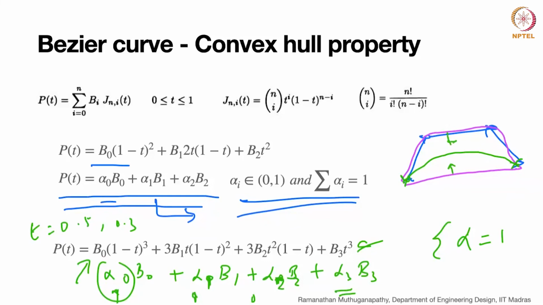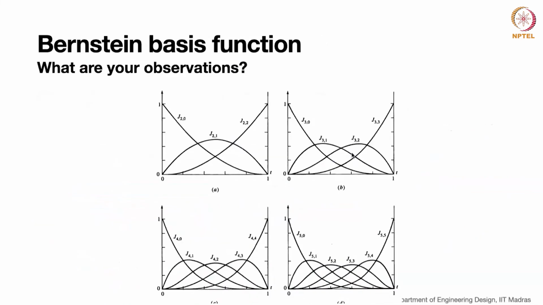Except that, the first point and last point of the polygon will coincide with your curve points at t equals 0 and t equals 1. For all other t, the curve is going to be inside the convex cell. This can also be explained by the basis functions. You can see the basis function behavior like this, for n equals 2 and n equals 3.